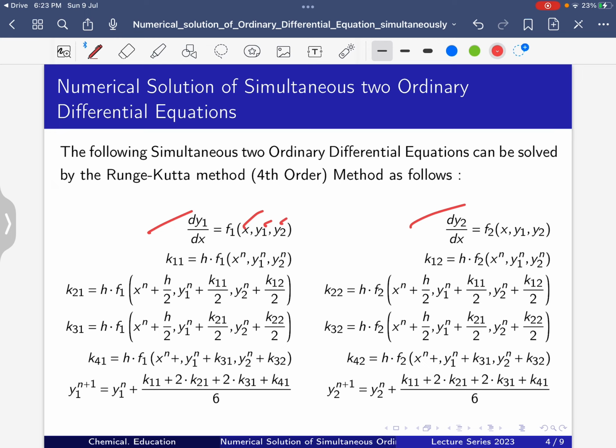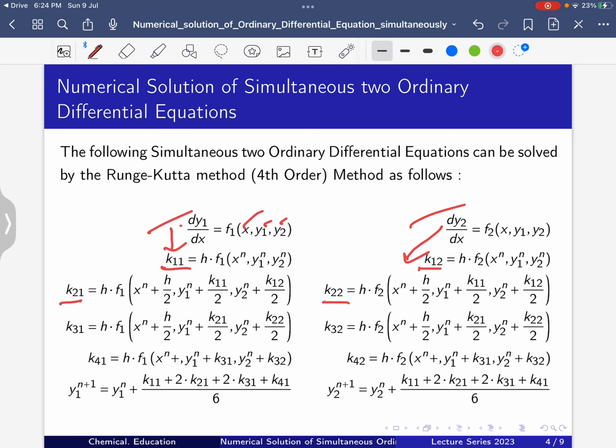As I previously discussed, first we have to find the slope. So for this ODE we have to find k11. k11 is nothing but h, the step size in the x direction, into f1 of xn, y1n, y2n. And similarly, from this other ordinary differential equation we have to calculate k12, that is h into f2 of xn, y1n, y2n. After getting k11 and k12, we can calculate k21 and k22.